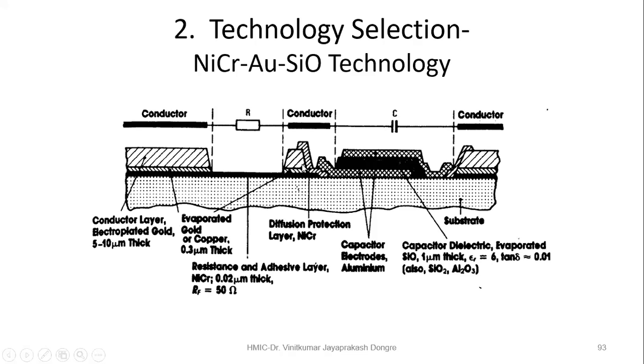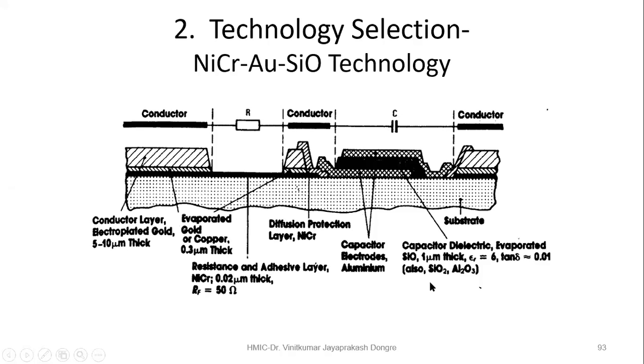So it is connected to this conductor. Here, this is connected to the conductor. And the black portion, what is this black portion? This is the capacitor dielectric, evaporated SiO film, having epsilon R of 6, and the loss tangent is very small, tan delta is 0.01.